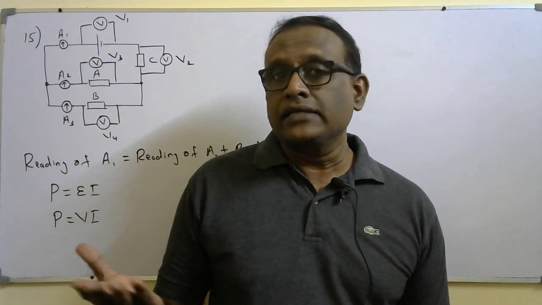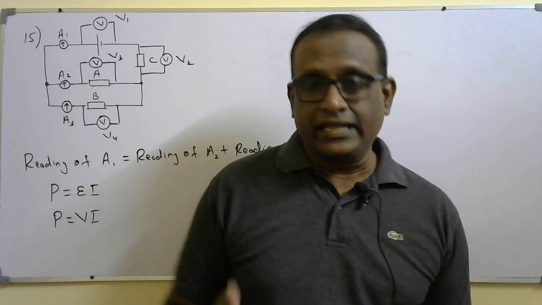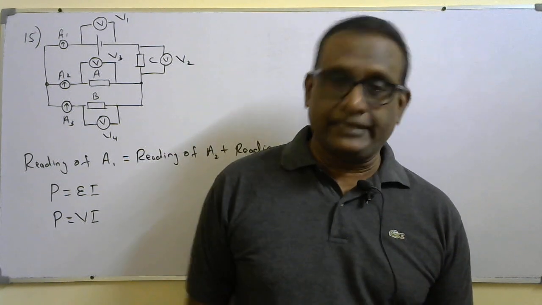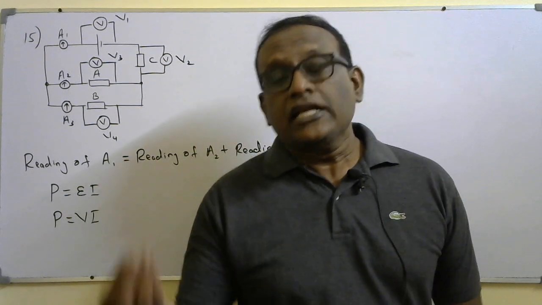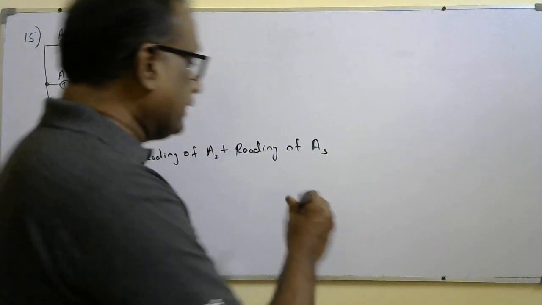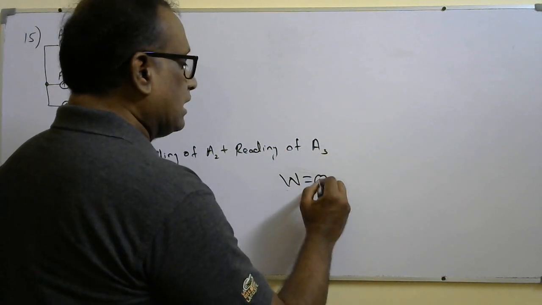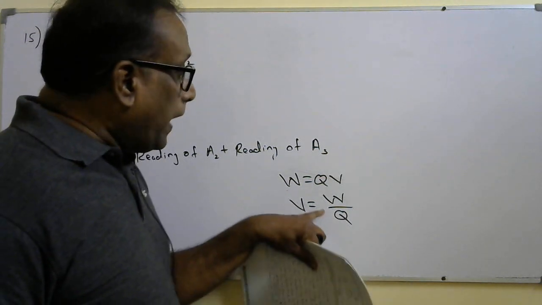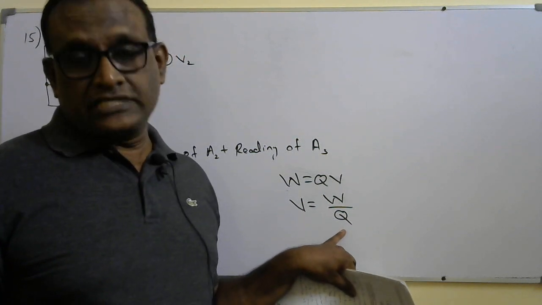So the first way to show the energy is by using P equal VI, energy per unit time. The other way is in terms of just the voltmeter reading. That means W equal QV, as you know. So V is equal to W over Q, the work done or energy per coulomb. We can say energy per coulomb is the voltmeter reading.